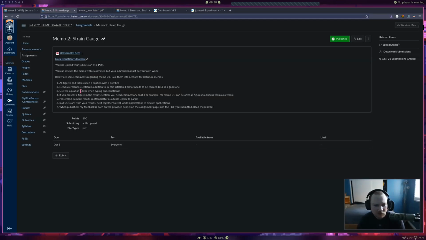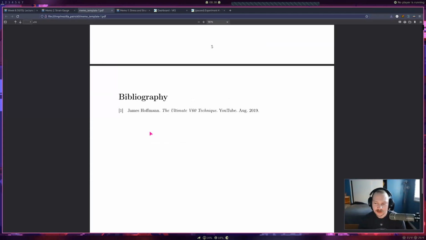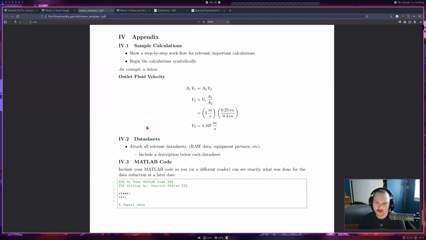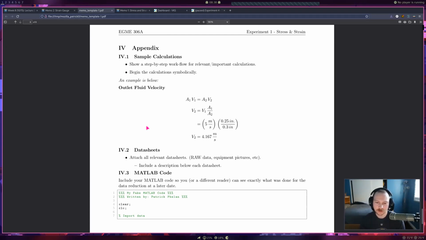All right, next thing: using the equation editor when you're typing out equations. This is actually a bigger thing than I thought it would have been. You weren't marked down much at all, I think maybe 1 point. But if you're typing out an equation, you should use the equation editor if you're using Microsoft Word, or I'm sure there are similar features in the online document for Google, right?